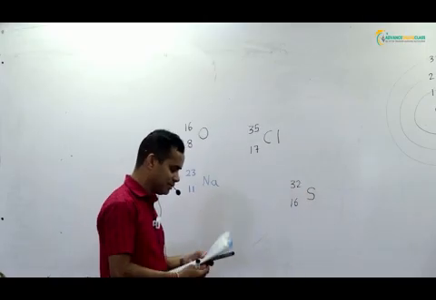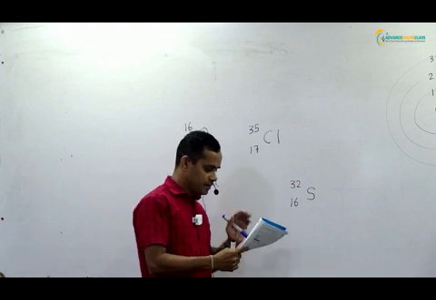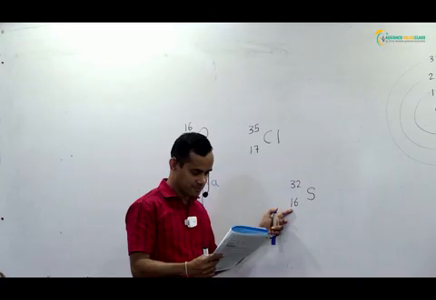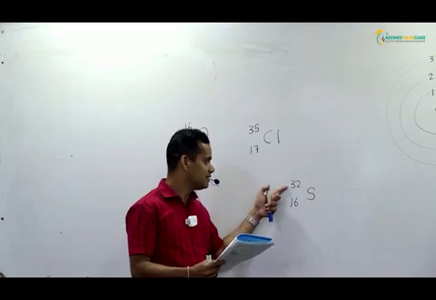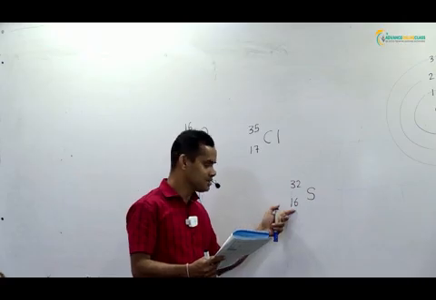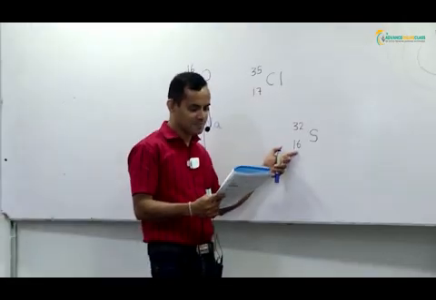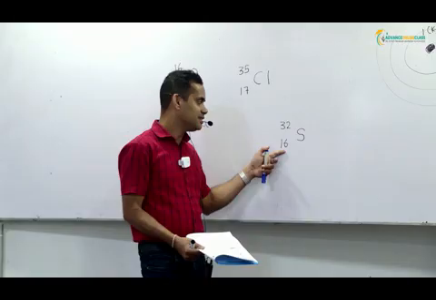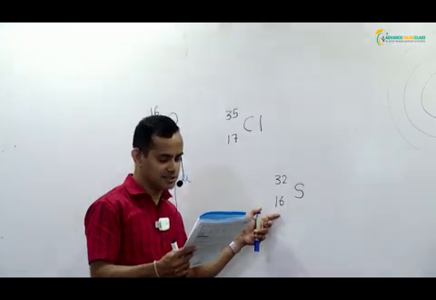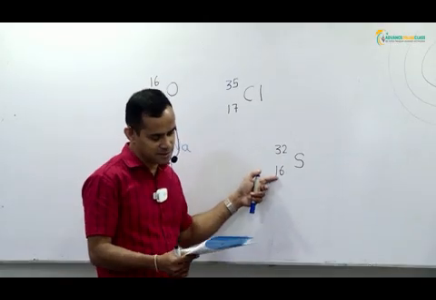Various questions are there about it. Atomic number, answer is 16. Mass number, answer is 32. Number of protons, answer is 16. Number of neutrons, answer is 16. It is 32 minus 16, 16. Electrons, 16.